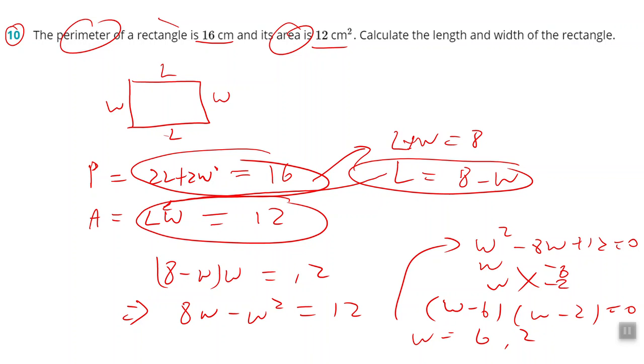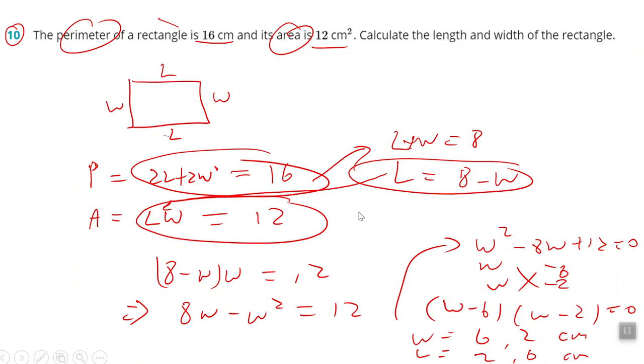So calculate length and width. If W equals 6, L equals, this was my L, 8 minus W, so 8 minus 6 is 2. Or if W is 2, 8 minus 2, which is 6. So these are the possible lengths and widths. If the width is 6, the length is 2. If the width is 2, the length is 6.